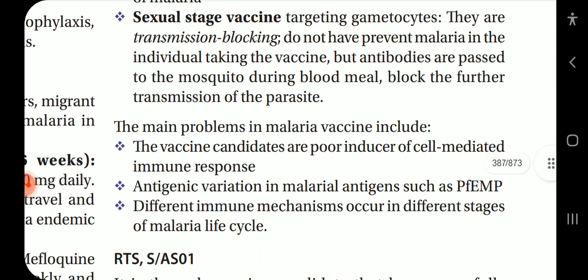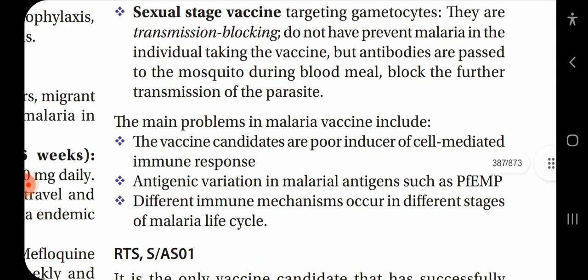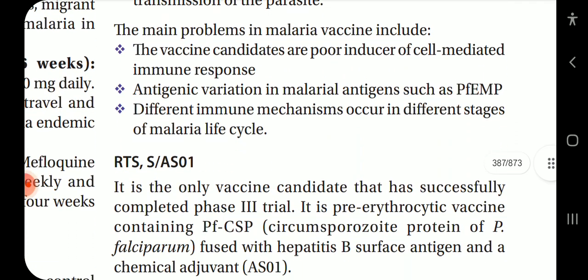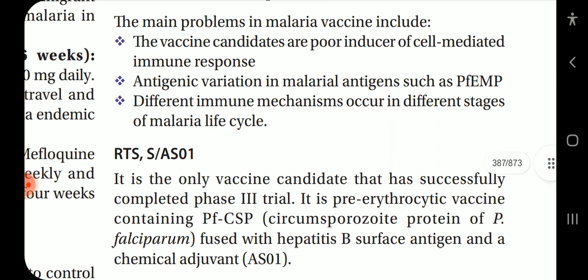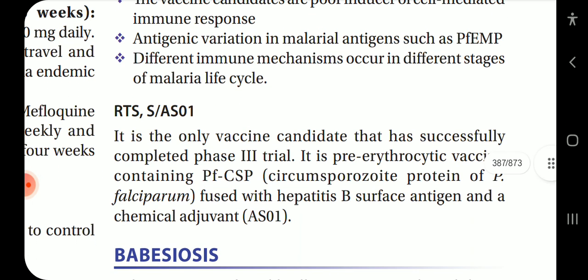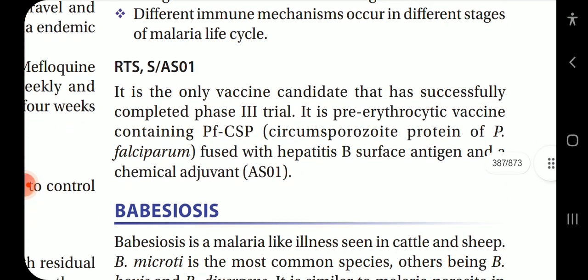They are transmission blocking and do not prevent malaria in the individual taking the vaccine, but antibodies are passed to the mosquito during the blood meal and block the further transmission of the parasite. The main problems of malaria vaccines include that the vaccine candidates are poor inducers of cell-mediated immune response, antigenic mutation, and malarial antigens such as PfEMP. A different immune mechanism occurs in different stages of the malaria life cycle.